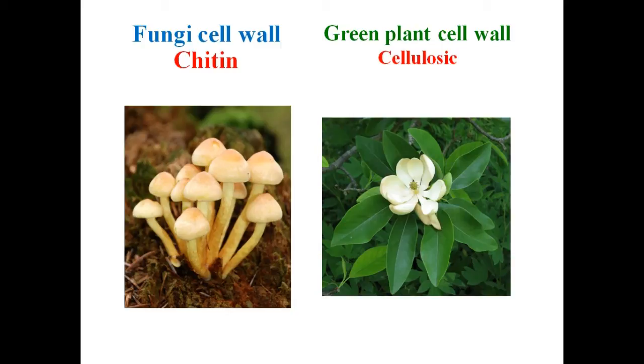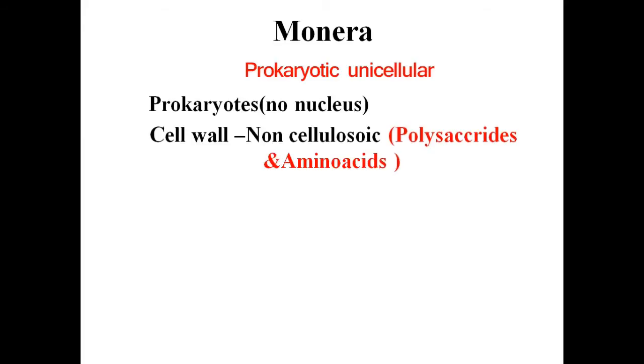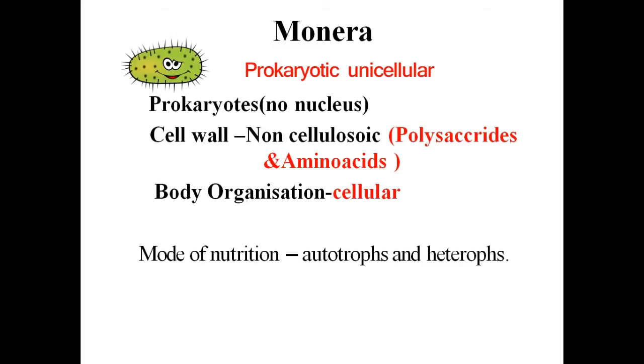Okay, let's start. Let us look at this five kingdom classification one by one. First one is Monera. This is a prokaryotic unicellular organism. Prokaryotes means they do not have a nucleus. Its cell wall is non-cellulosic. This cell wall is made up of polysaccharides and amino acids. Body organization is at the cellular level.